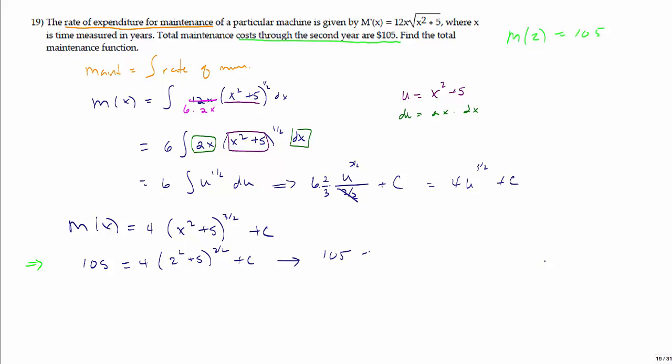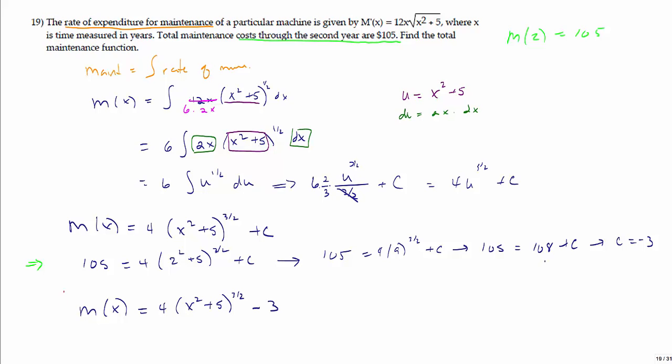And let's see, so we got 105 is equal to, inside the parentheses, 4 plus 5, so that's 9. So 4 times 9 to the 3/2 plus c. 9 to the 3/2 is 27, so 4 times 27, I get 108. Subtract 108 from both sides, so c is going to be equal to negative 3. Right, so now I know my c. So m of x is equal to 4 times x squared plus 5 to the 3/2 power minus 3. And there is my maintenance cost function.